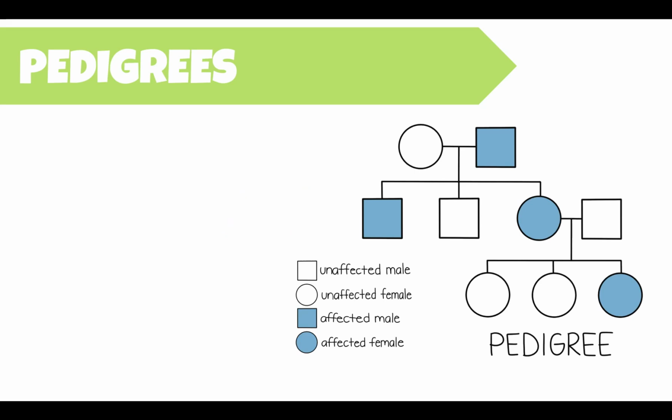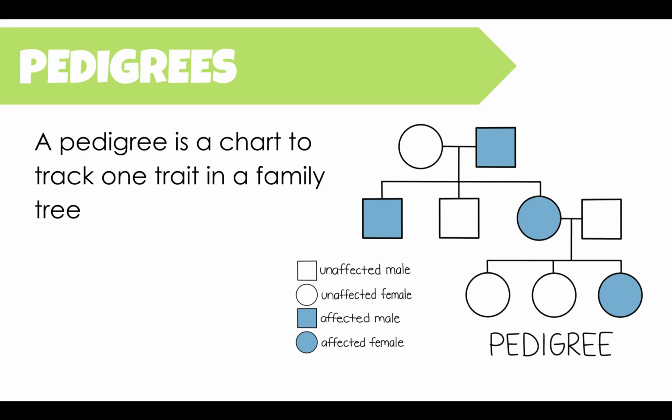Hey everyone, in this video we are going to be covering the topic of pedigrees. So a pedigree, this chart here shows you what a pedigree would look like. It's really just a family tree that is very simplified. It takes a lot of the detail of a family tree out. And what we're doing is we're tracking one specific trait throughout a family.